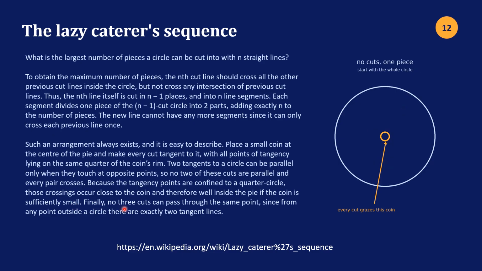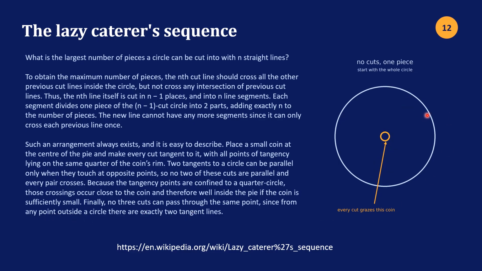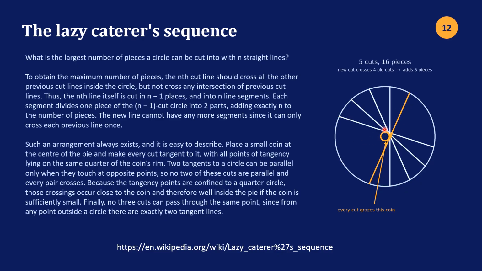Finally, no three cuts can pass through the same point, since from any point outside a circle there are exactly two tangent lines. So in other words, for a point out here and this little circle, there can only be two lines through that point and tangent to the circle. Okay, so let's look closer inside the circle around this coin in the middle. I'll show you that on the next slide.